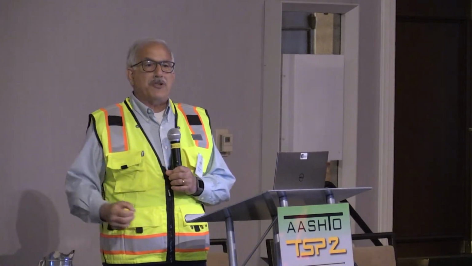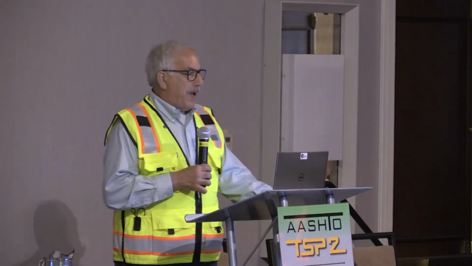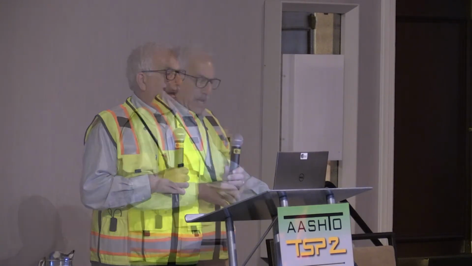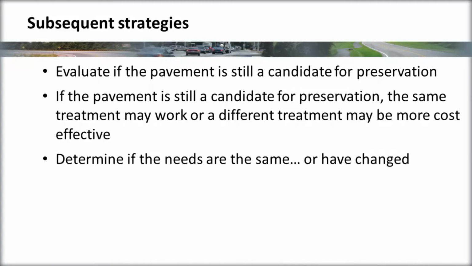But there's no reason that you have to stop there. You may be able to place subsequent treatments if the pavement's in the right condition. And that goes back to, is it in good condition, and does it meet all those criteria? So if the pavement is still a good candidate for preservation, you can go and place the same treatment, or it may not be a good candidate for that same treatment. Maybe you'll place something else. So in thinking about why we place the treatment, are those needs still there, or is something else appropriate?